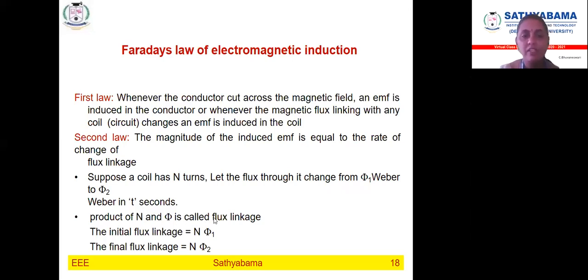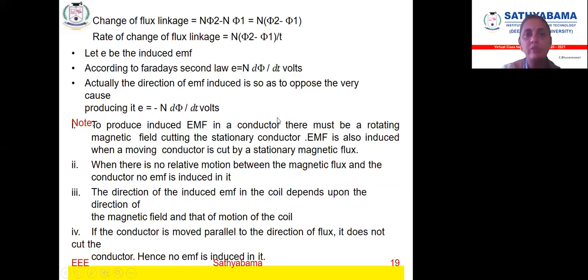The product of N into phi is called flux linkage. That's what I told you. Flux linkage is given by N into phi, where N is the number of turns in the coil and phi is the flux. Now the initial flux linkage is N phi 1 and the final flux linkage is N phi 2. You already know the number of turns is constant, so it will not change, but the flux linkage will change. Now we are going to derive the value for E is equal to N d phi by dt. We are arriving at that, that's all. Now, change of flux linkage. What is this change of flux linkage?